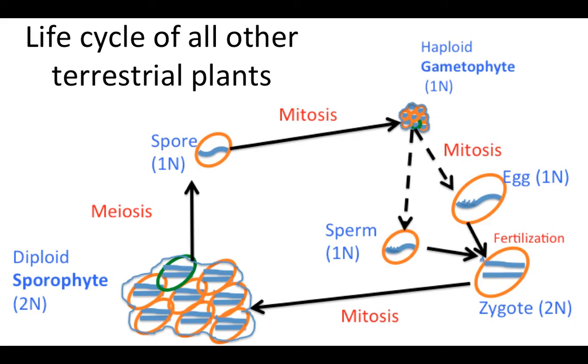Eventually, we're going to talk about the life cycle of all other terrestrial plants except bryophytes. In this case, the only thing we need to do to our diagram is make the sporophyte big, because this is now dominant and photosynthetic, and we make the gametophyte small, because this is now small and nutritionally dependent on the sporophyte. So the big change then in the life cycle is the relative size of the sporophyte compared to the gametophyte.